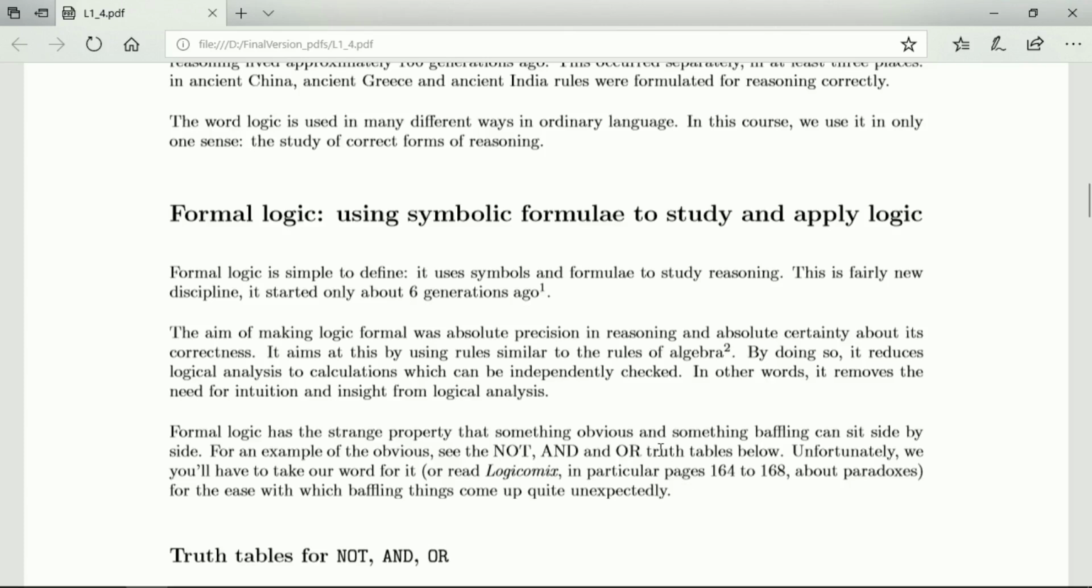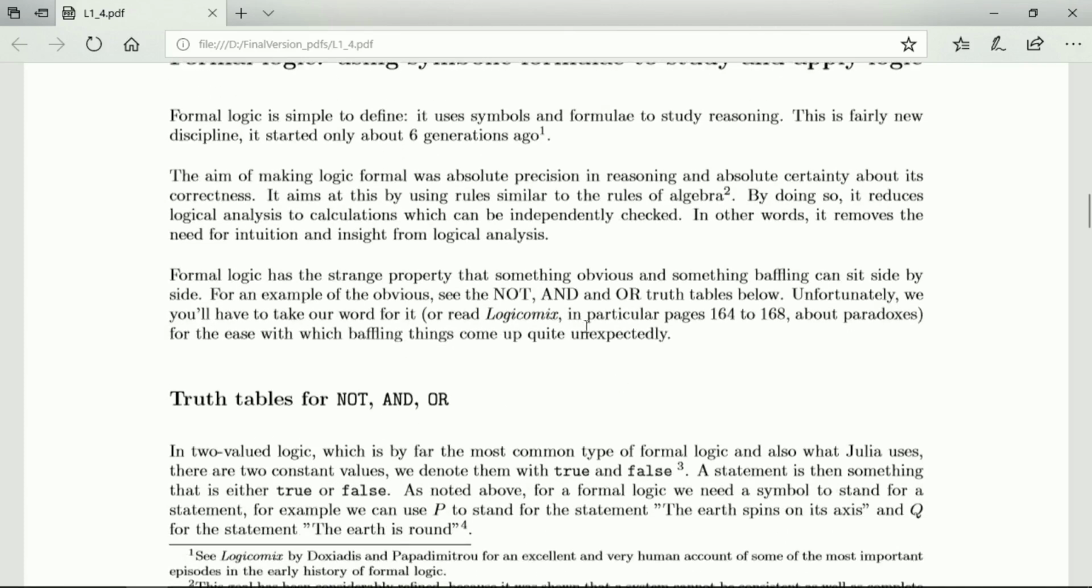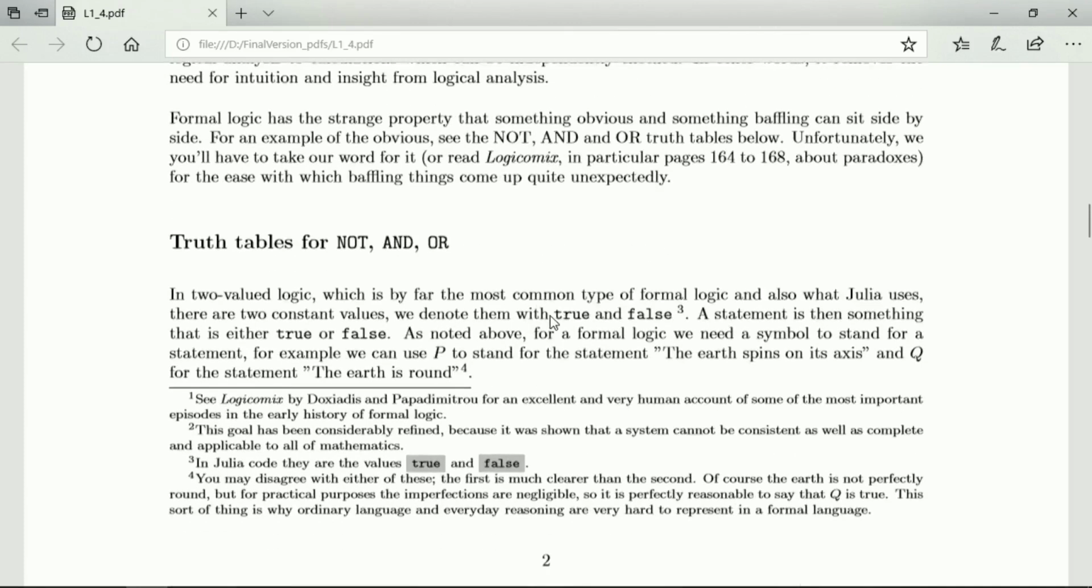So the example that I want to make of formal logic is the not, and, or operators. So we're going to use two-valued logic. That's by far the most common. And that means we're going to work with only two constants, namely true and false. So these are constants, and if we want to interpret them in real terms, we have to have some kind of meaning for true and false in the real world or on a computer. But we'll just take for granted that we know what they mean.